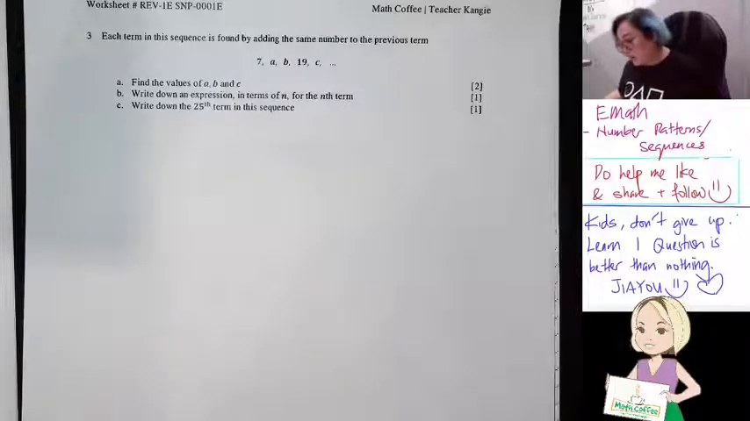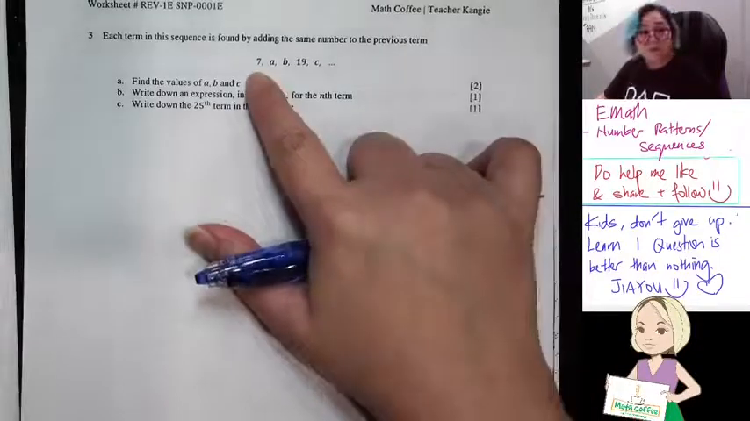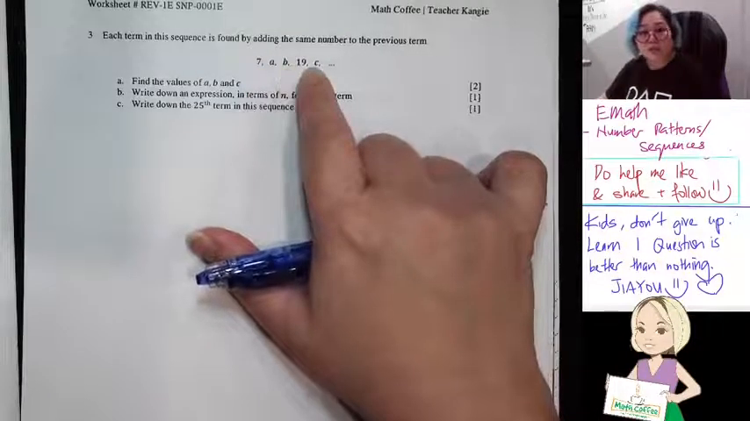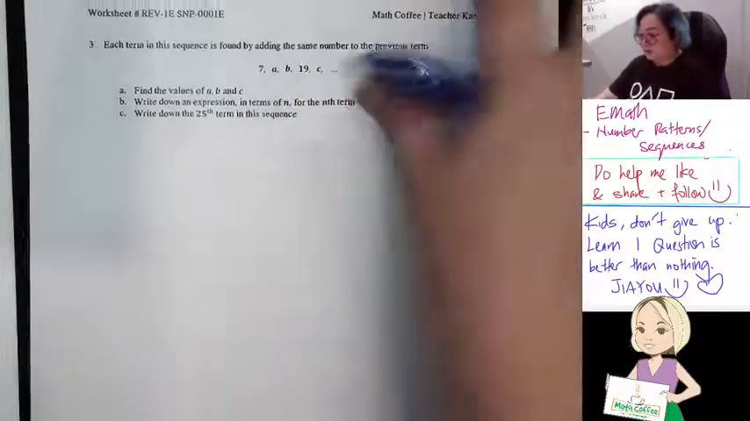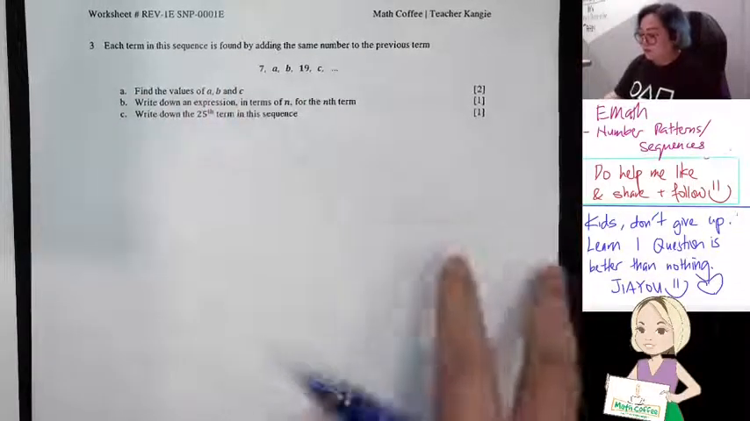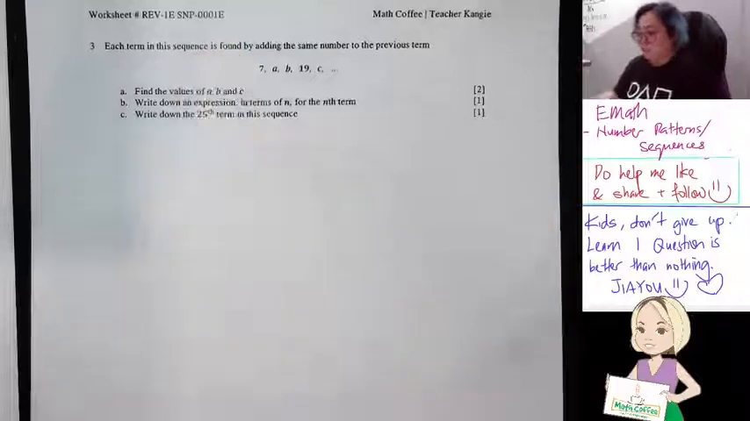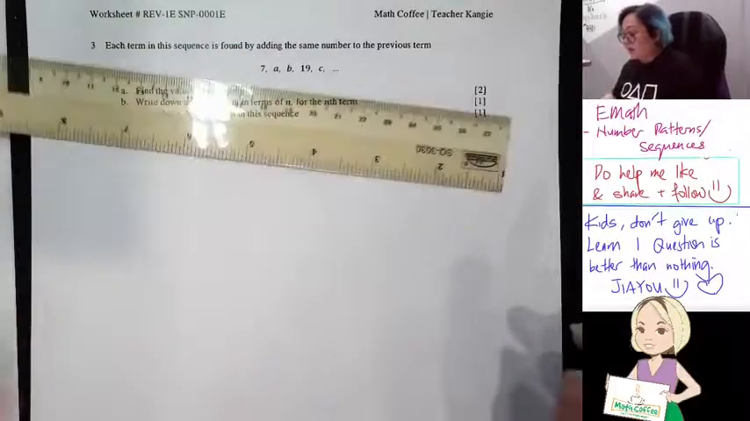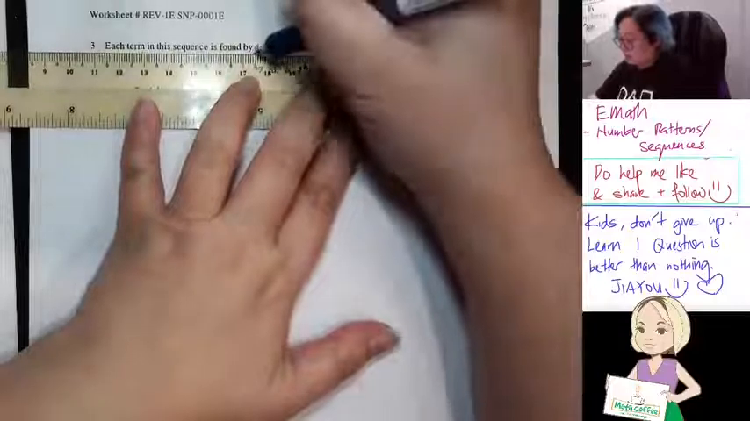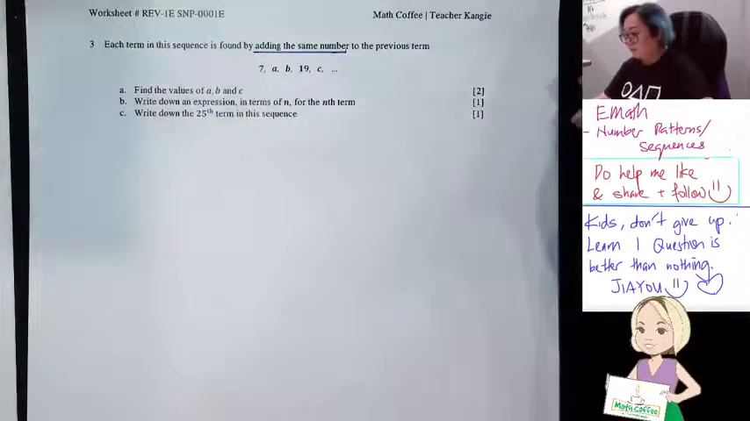Okay, this one, many students will get stuck because they see 7, unknown, 19, unknown C. Then they say find the values of A, B, and C. Okay, read the first sentence. They say each term in this sequence is formed by adding the same number. So this is the key, adding the same number.